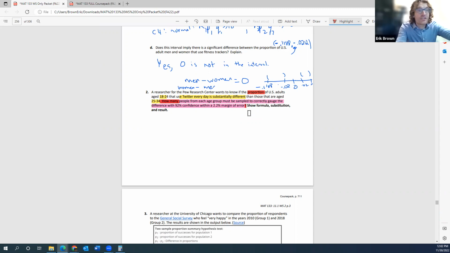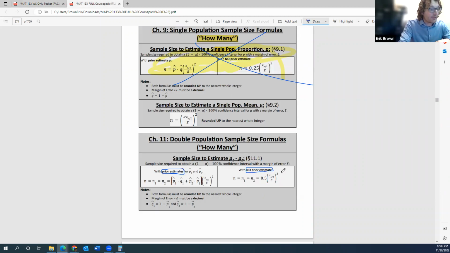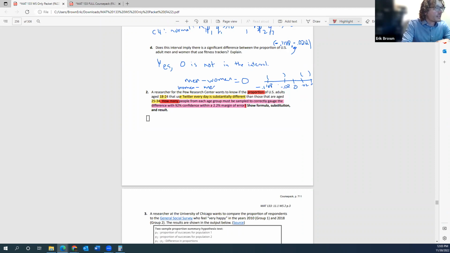Yeah, and there's no percentage there, right? If it had said, hey, last year, 15% were from 18 to 24 and 32% from 25 to 34, there we would have a prior estimate. There isn't one. All right, so that's fortunate because this formula looks way better than this formula, right? So we're going to copy that down. We're going to say that the sample size for both, the sample 1 size and the sample 2 size, are going to be exactly the same.